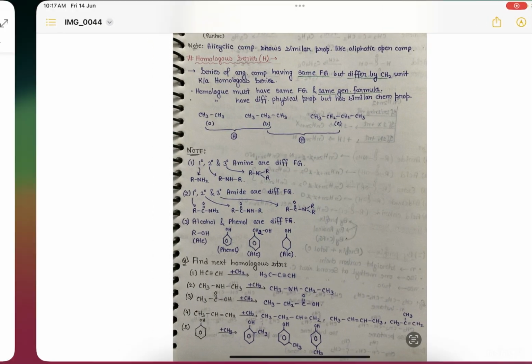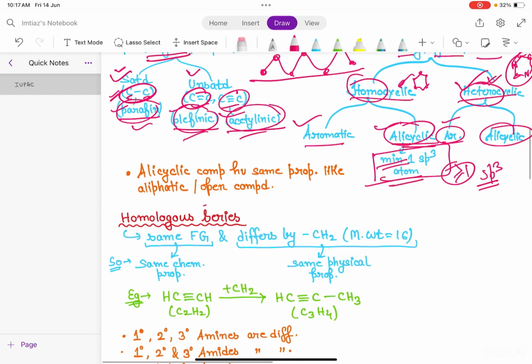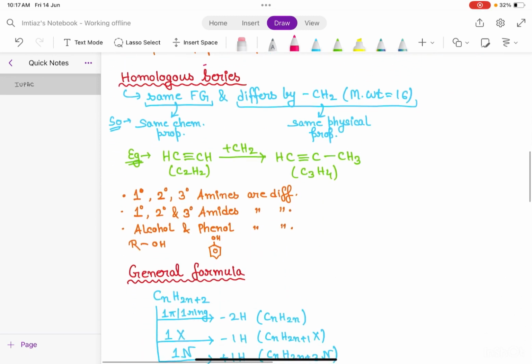Next point we have over here is that these alicyclic compounds have similar properties to aliphatic compounds. Remember this, a point to remember. Alicyclic has similar properties like the aliphatic or open-chain compounds. Okay, the next topic we have is homologous series.